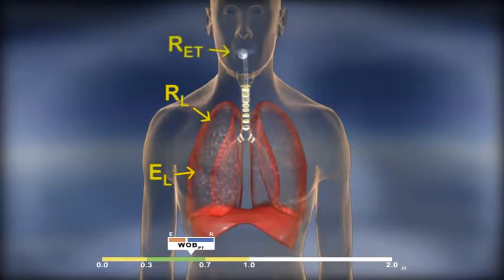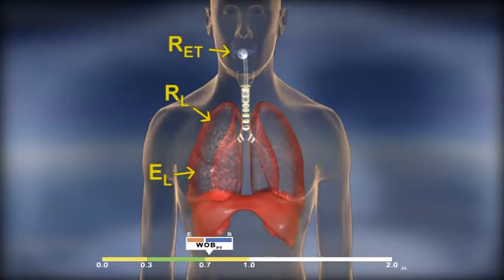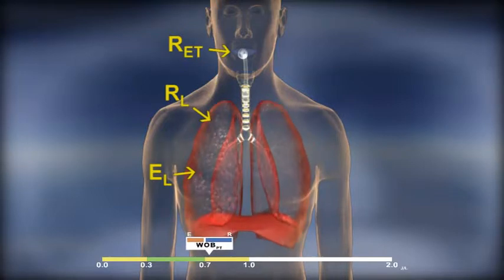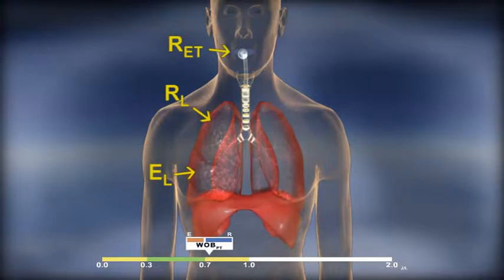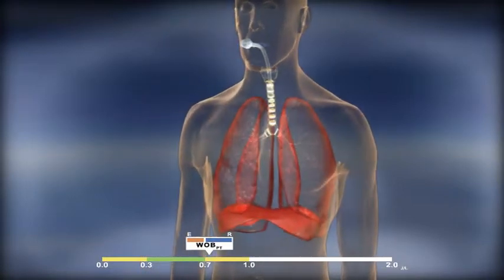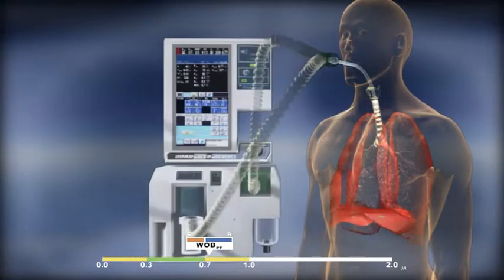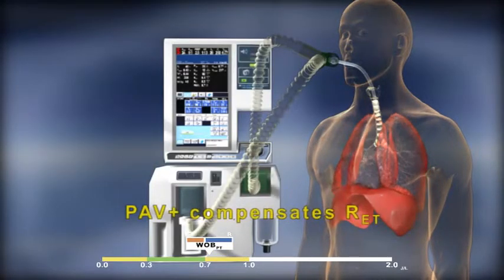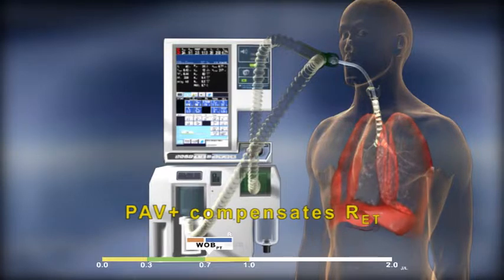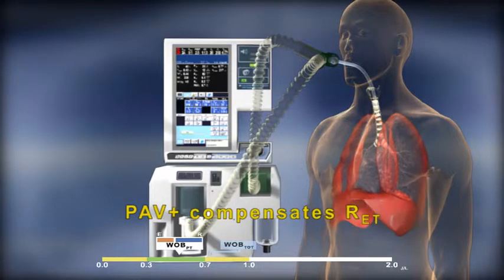Once patients require an invasive artificial airway, there will be an associated increase in the resistance a patient will experience. PAV Plus provides for automatic compensation for the increased resistance caused by tracheostomy or endotracheal tubes. The primary setting is percent support, and it can vary from 5% up to 95%.